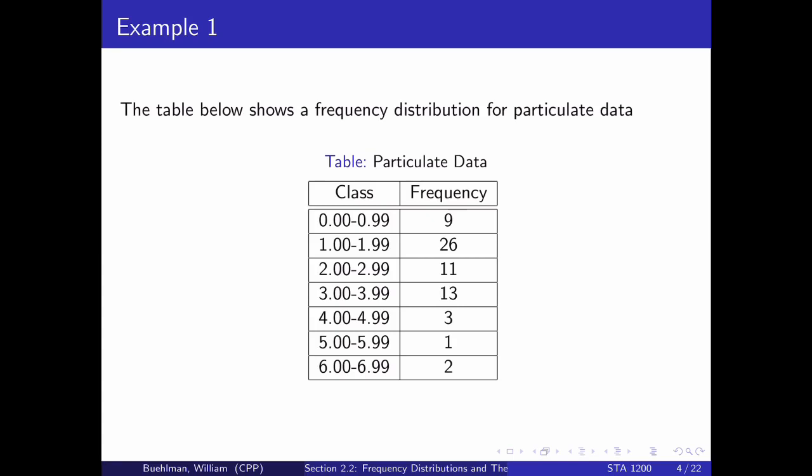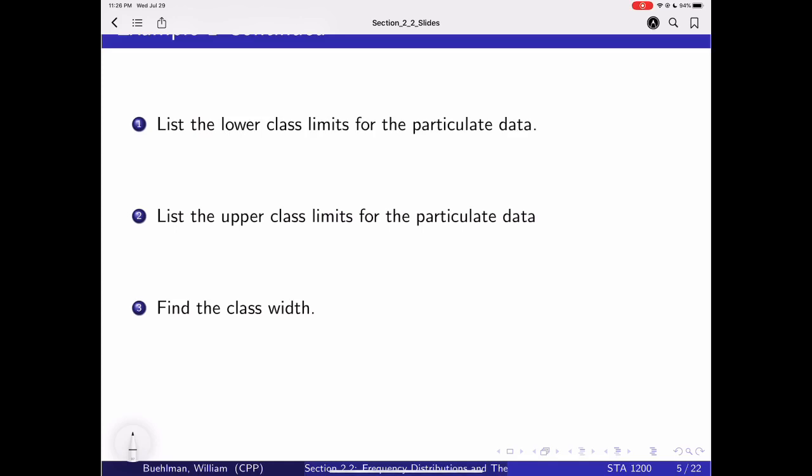The table below shows a frequency distribution for particulate data. So we have our classes on the left, and our frequencies on the right. So we're going to list the lower class limits for the particulate data. So they were 0.00, 1.00, 2.00, 3.00, 4.00, 5.00, and 6.00.